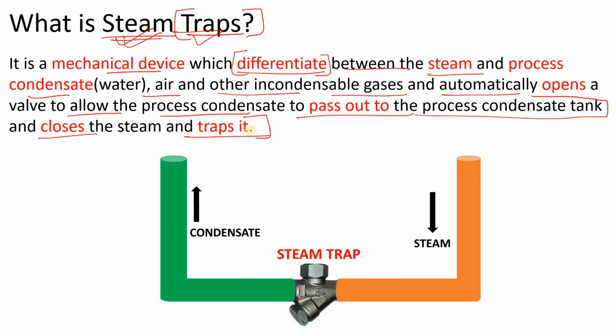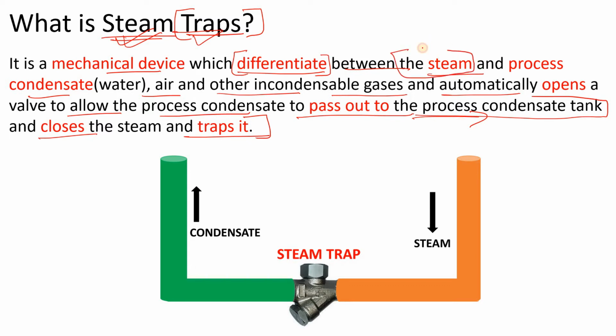What does it mean? It means that this is a mechanical device which distinguishes between steam and the process condensate. The process condensate is mainly water, and it may contain air as well as other uncondensable gases. It allows the process condensate and other gases to pass out to the process condensate tank, and then when all the process condensate has passed out through the valve, it closes to trap the steam.